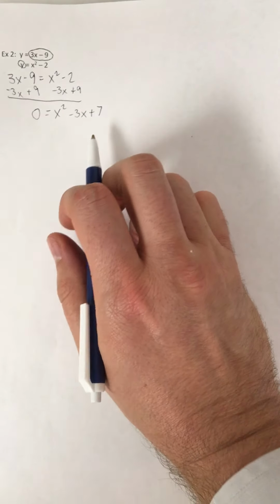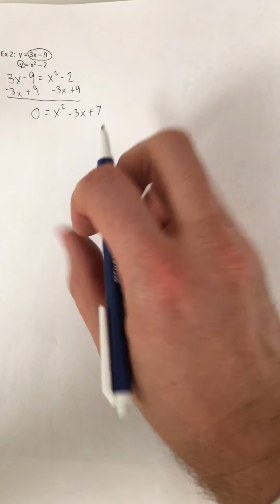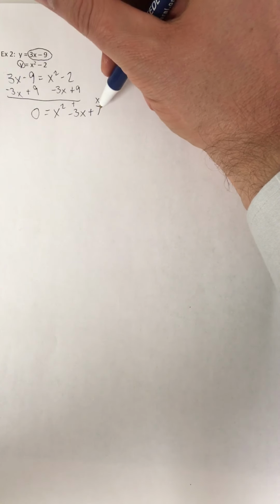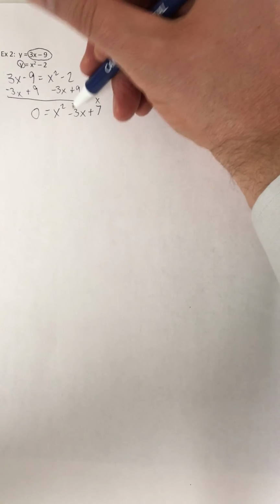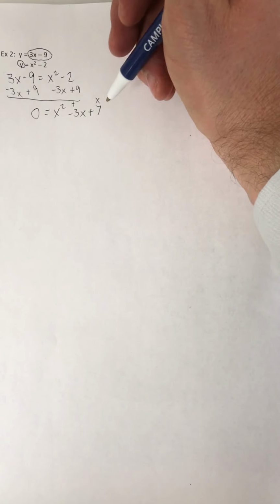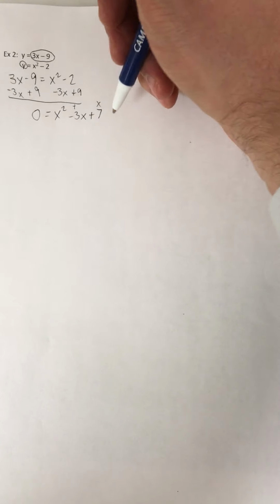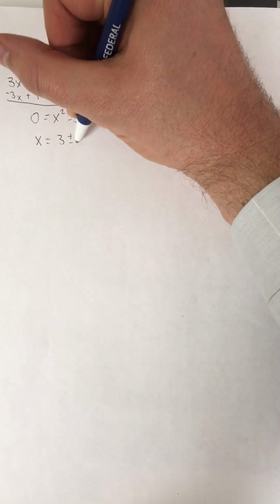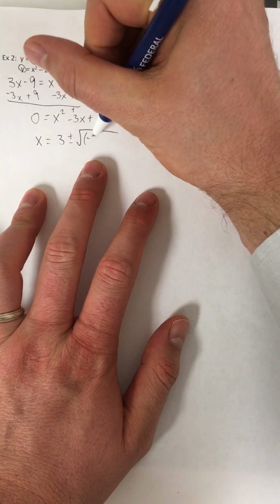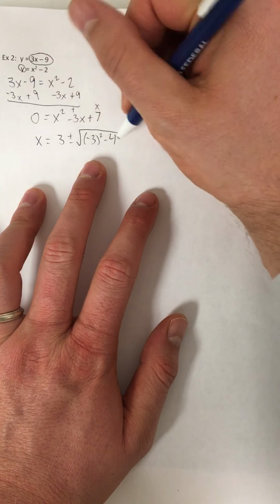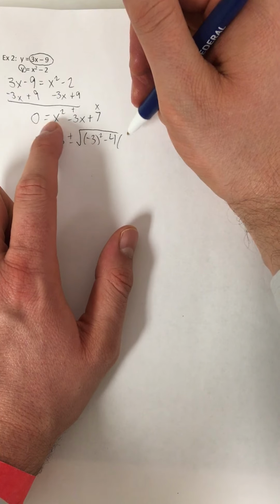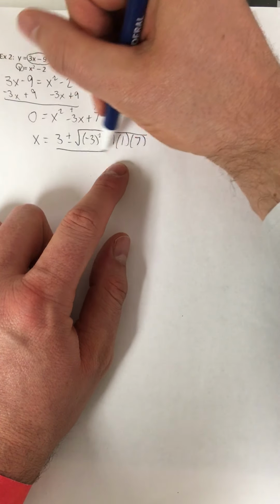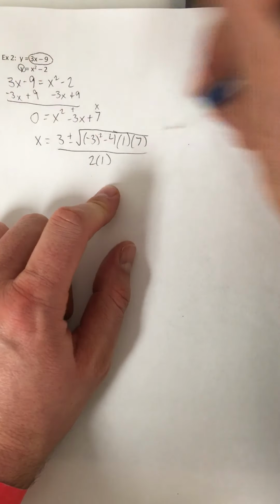Can I factor that? Well, no, I can't, because numbers that multiply to give me 7 add to give me negative 3. The only numbers that multiply to give me 7 are 1 and 7. There's no way to get negative 3 out of that. I can't factor it, so I'm going to have to use quadratic formula. x equals negative b, so positive 3, plus or minus square root of b squared, negative 3 squared, minus 4 times, what's the a number this time? It's 1, times the c number is 7, all over 2a, 2 times 1.